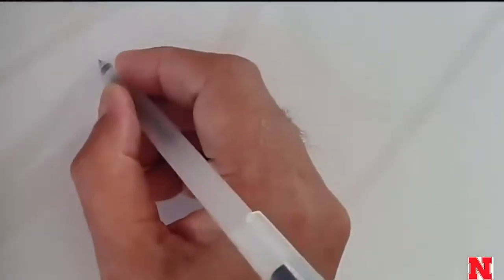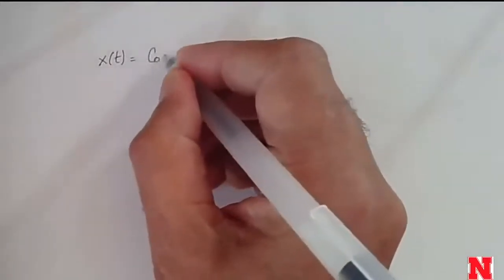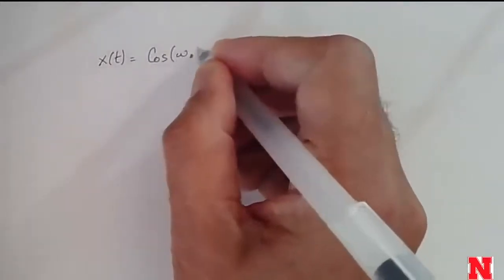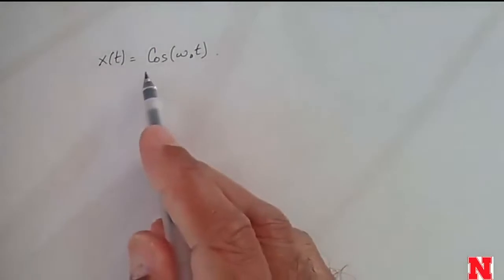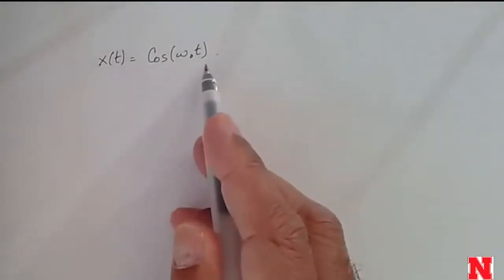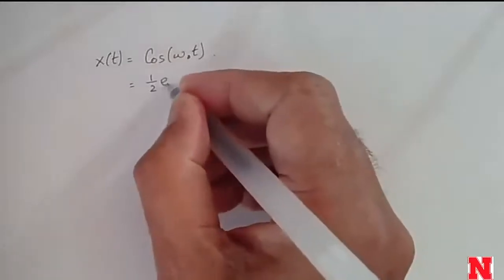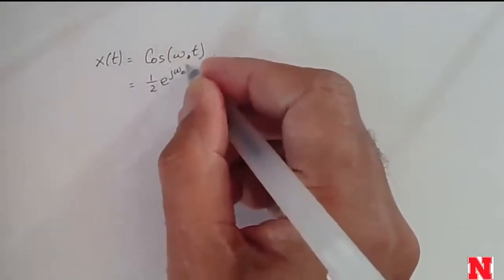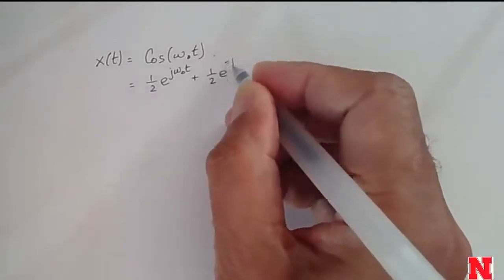So suppose I have x of t is equal to cosine of omega naught t. So what are its Fourier series coefficients? I suppose we could go through all the integrals to find out. But we already know how to represent cosine omega naught t in terms of complex exponentials. This is equal to 1/2 e to the j omega naught t plus 1/2 e to the minus j omega naught t.